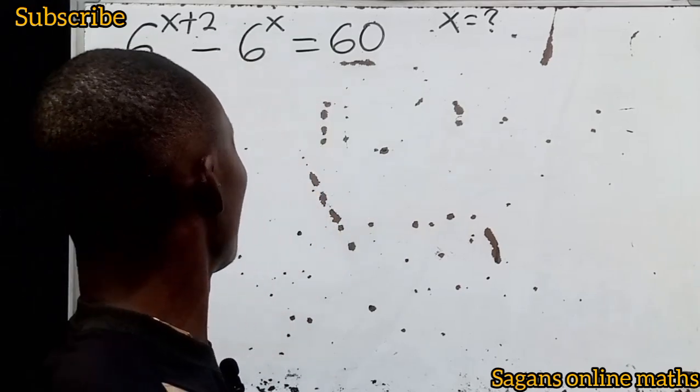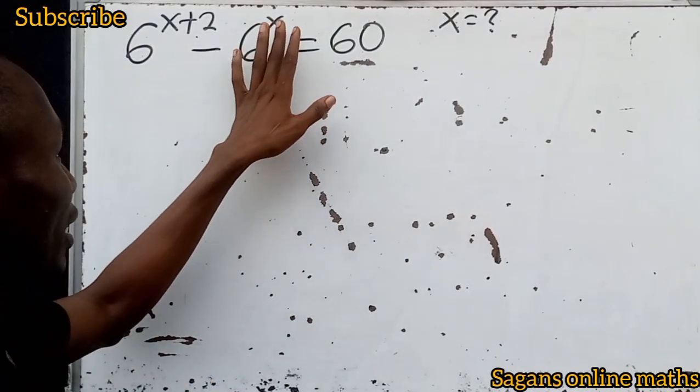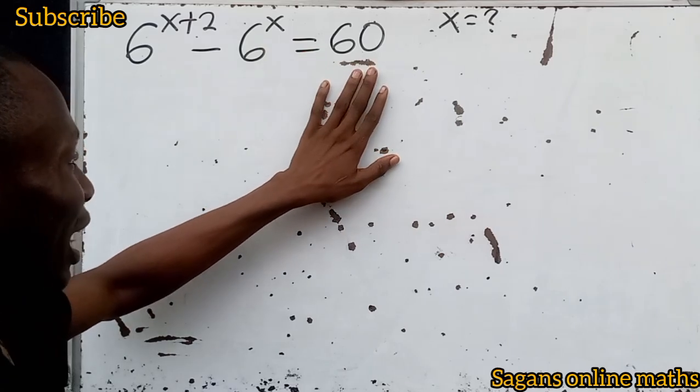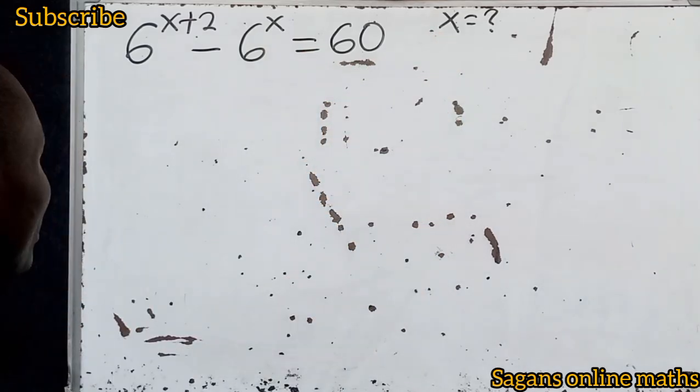Now look at what we are given. We are given that 6 to the power of x plus 2 minus 6 to the power of x equals 60. We are asked to look for the value of x. Now this question is as simple as A, B, C, D.